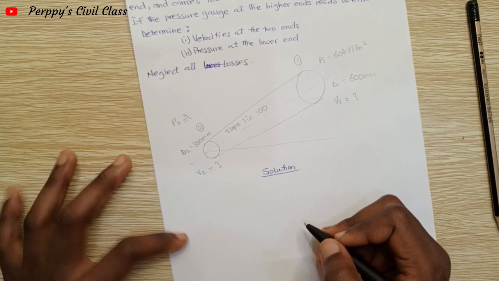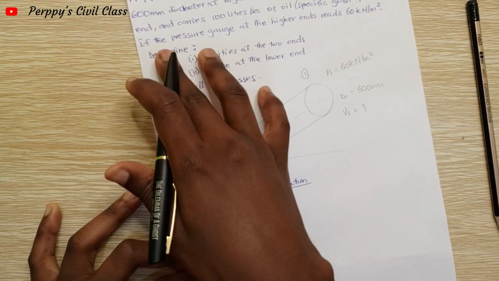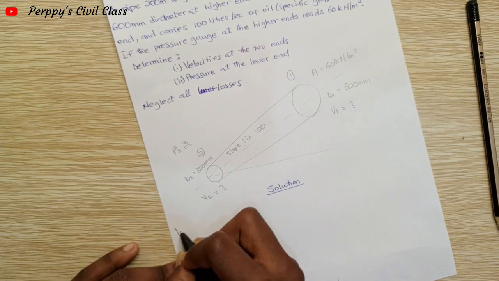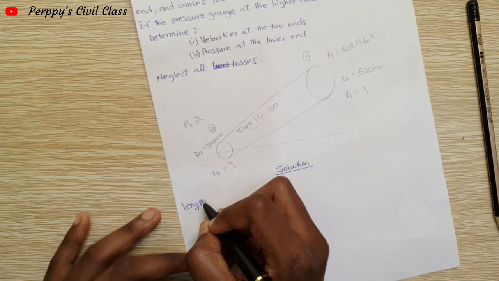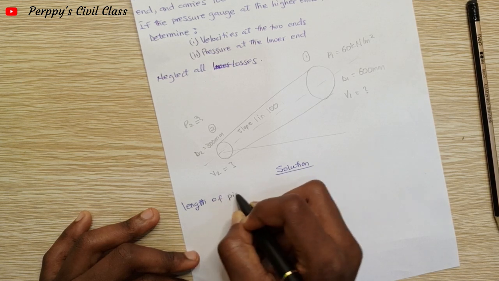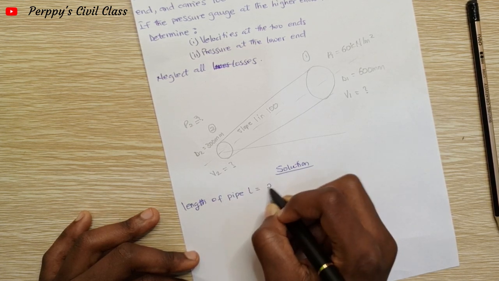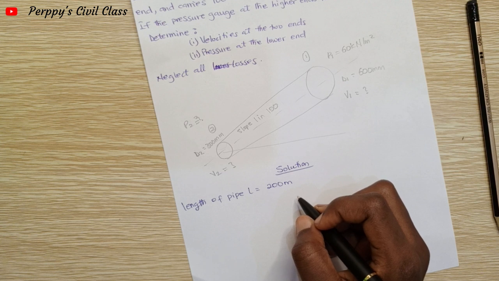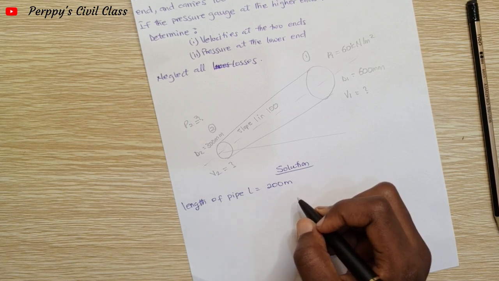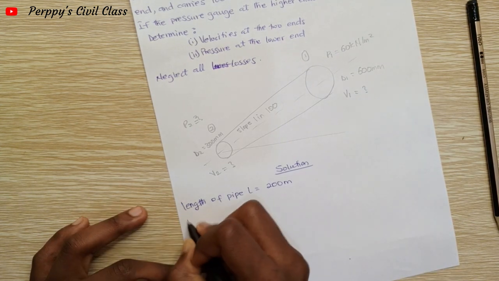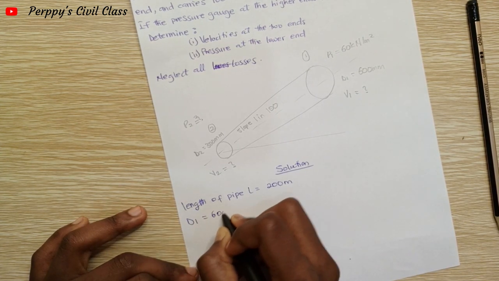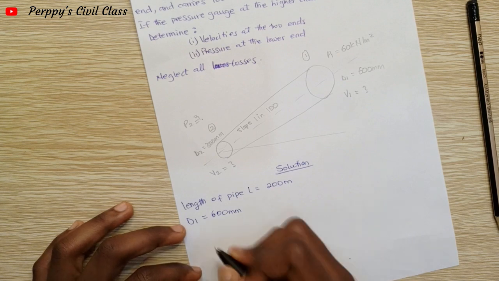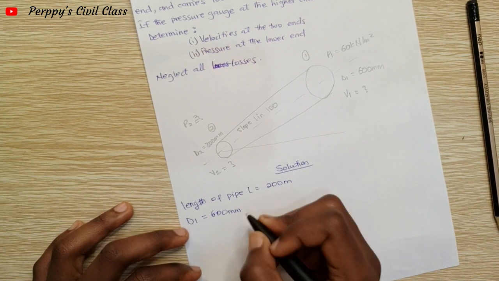Solution. Data given. We're given the length of the pipe, L, to be 200 meters, and the diameter at pipe 1, D1, is 600 mm. We have to convert it into meters, so we have 0.6 meters.